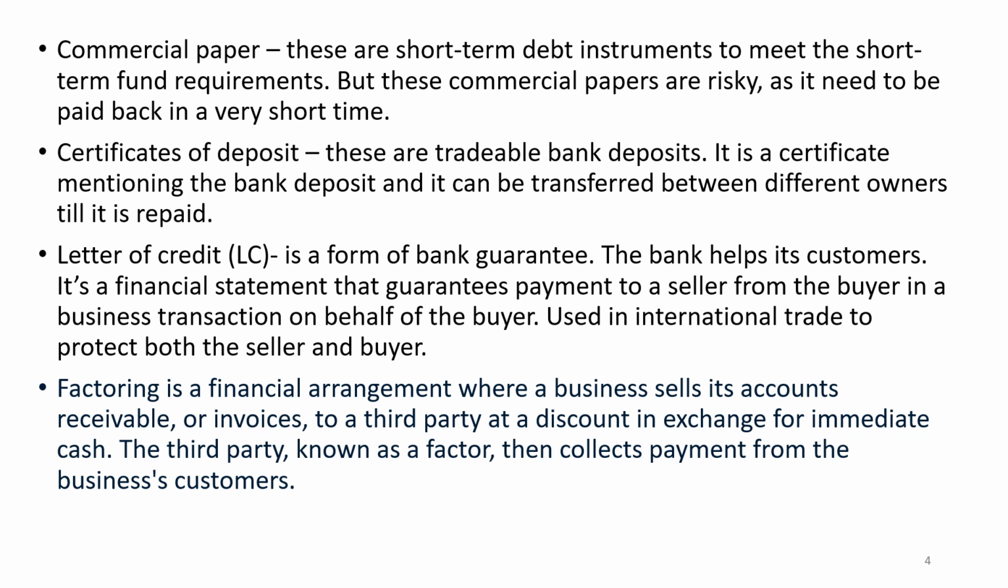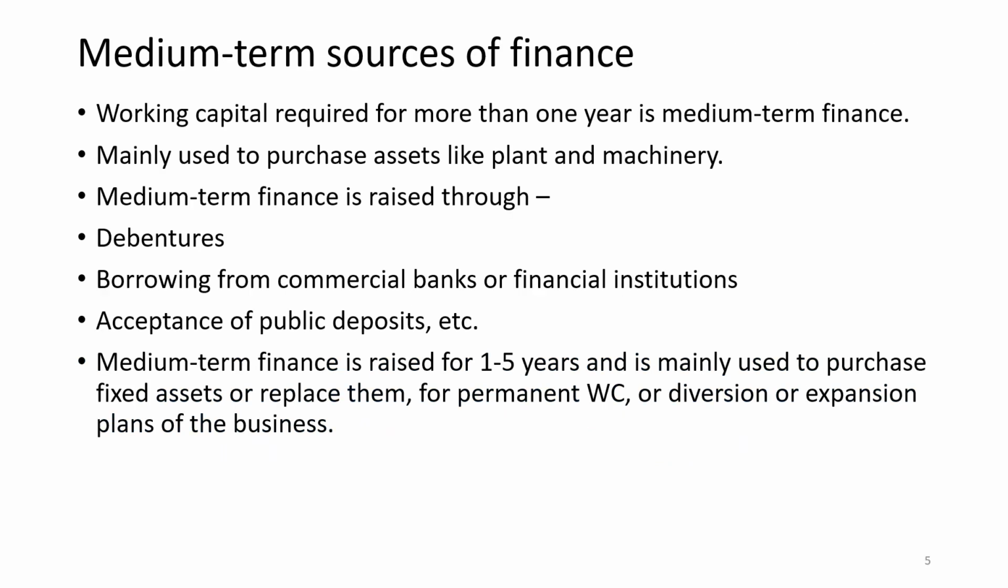Factoring is also a way to get short-term finance where the business will sell its invoice. It would have made a purchase invoice between the buyer and the seller, and this invoice will be given to a third party to get immediate cash. It will be sold at a discount to a third party, the company will get immediate cash, and the third party will collect the funds from the business's customers. So that is known as factoring. Here the third party is known as the factor. So these are all the ways in which a new venture can get short-term finance.